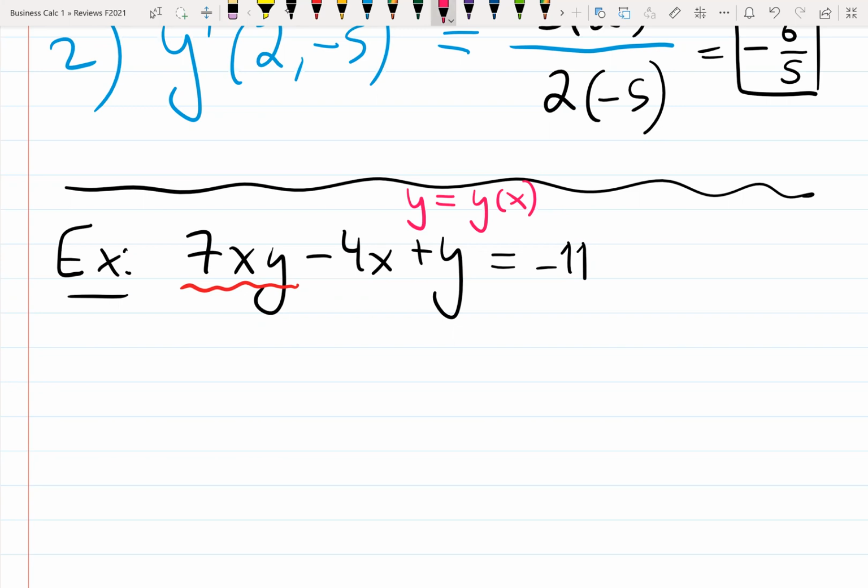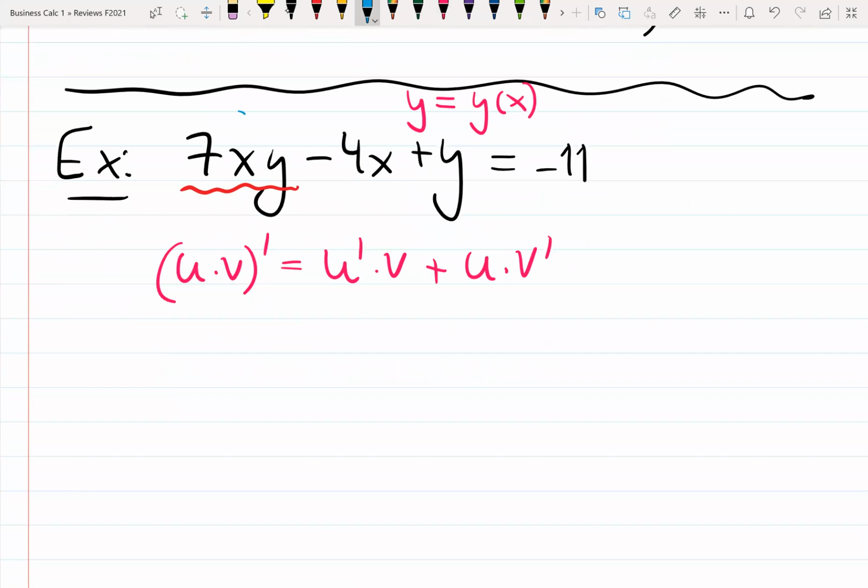So let's review product rule. The way I teach it is u times v: derivative times not derivative plus not derivative times derivative, or whatever order you like. So if I see the 7x times y, not necessary, you can see the 7 outside and x times y. The derivative of 7x is 7. I'll order it like so. U prime, that is 7.